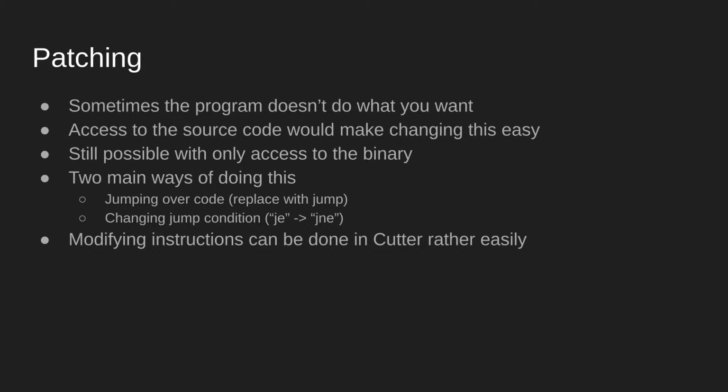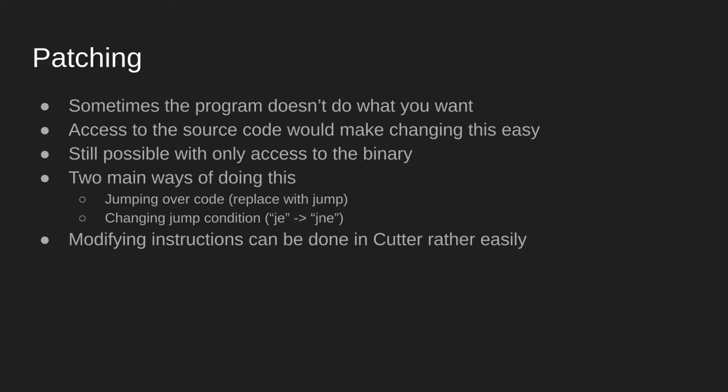You can jump over code, so just skip out the stuff that does stuff you don't want, which you can just replace with a jump. So if you've got a bunch of addition instructions that take hours to run, you can just change the first one to a jump to the end of the addition instructions, so you don't have to go through the whole hassle. And you can change a jump condition.